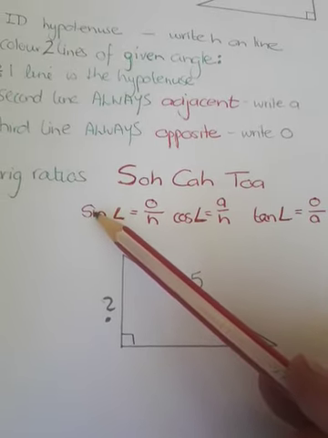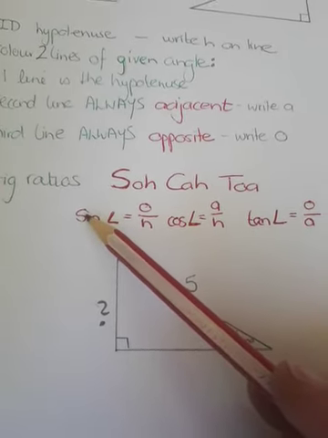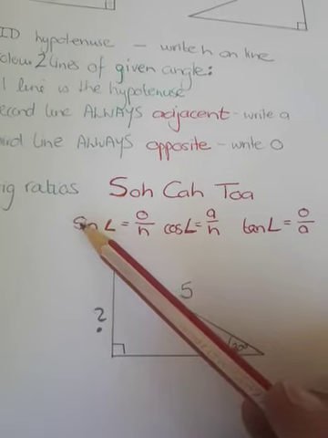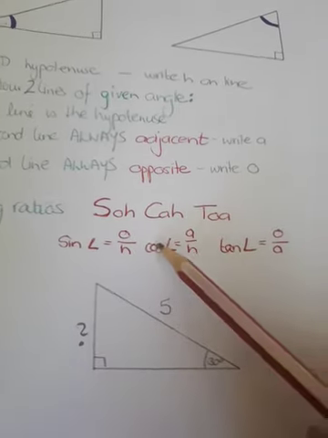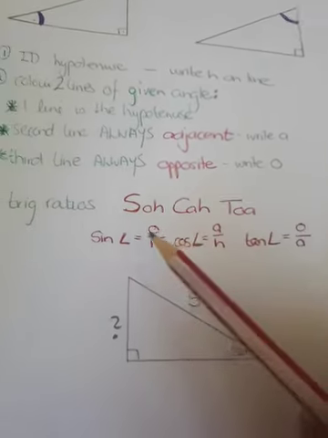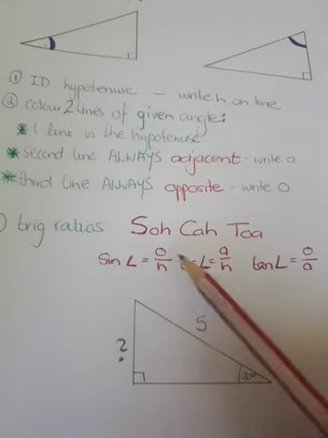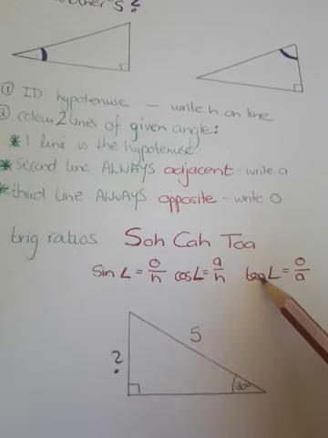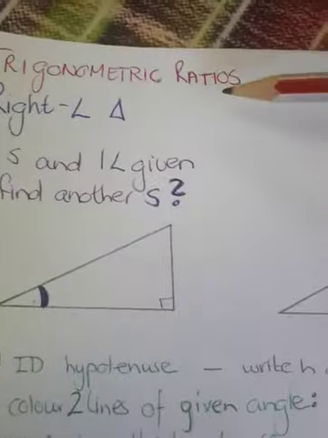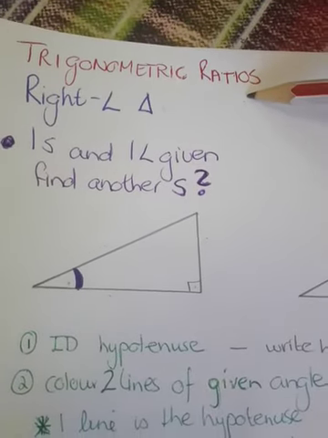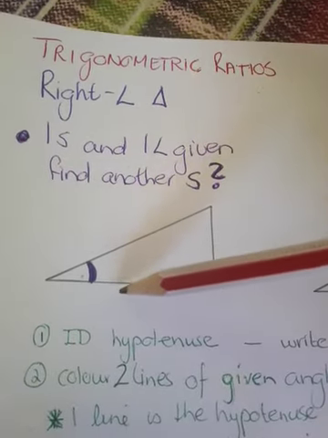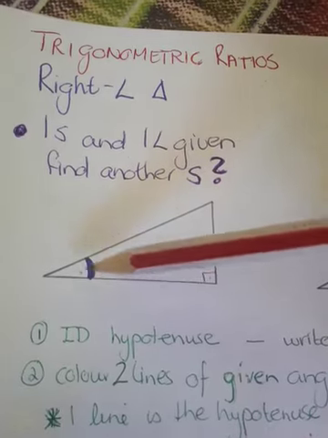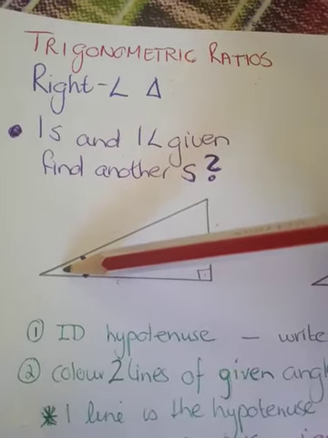Okay, so the three trigonometric ratios that you will learn are sine, cosine, and tangent. And we call them in short sin, cos, and tan. All right, so remember, trigonometric ratio refers to the specific ratio of two sides at a specific angle.